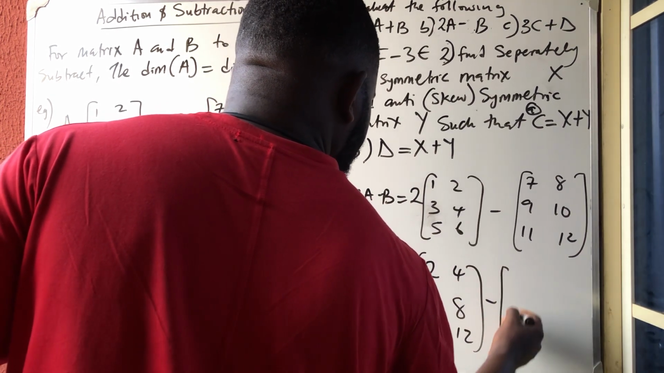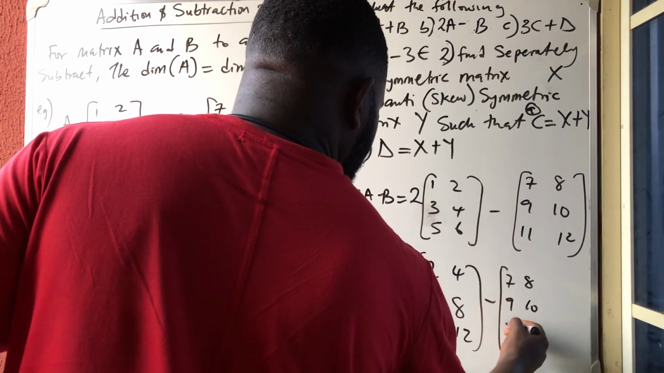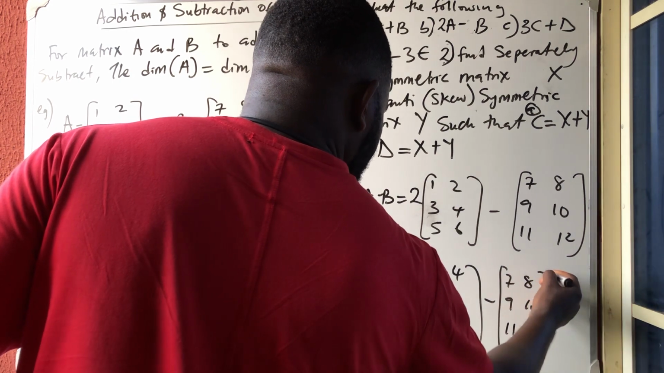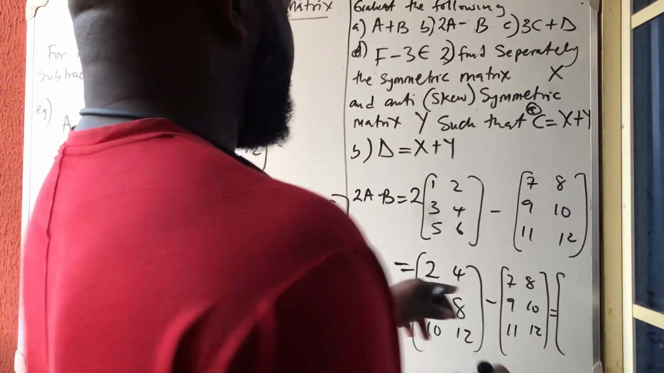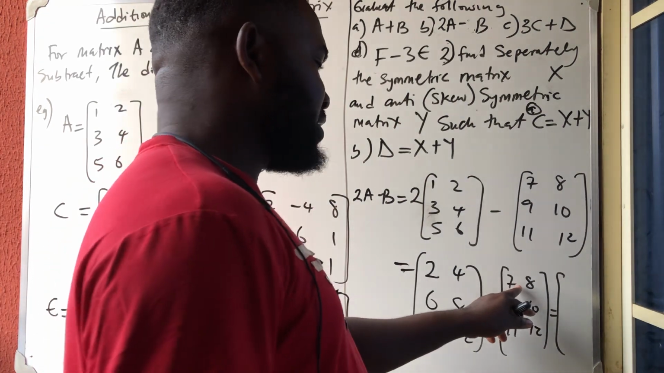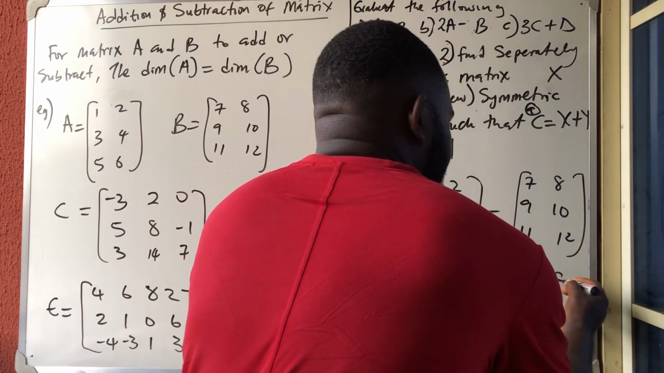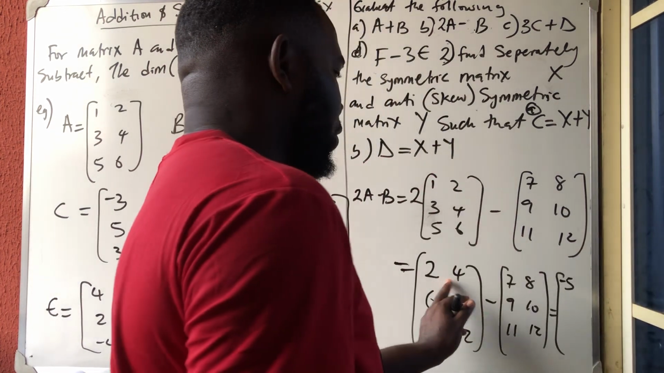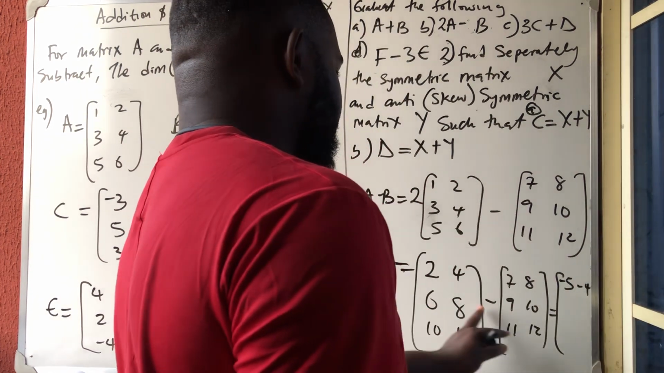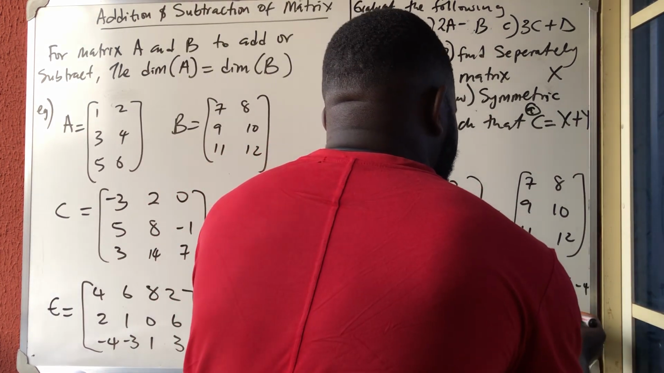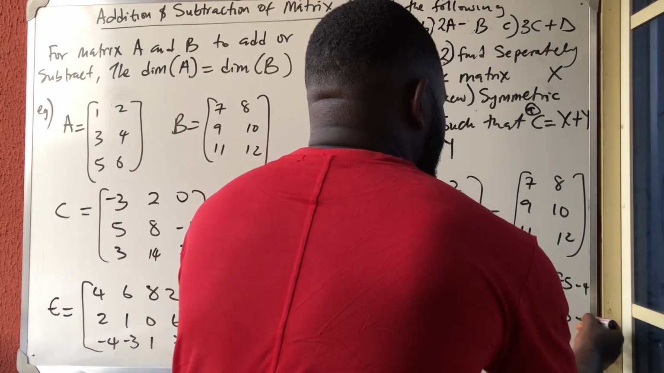Minus 7, 8, 9, 10, 11, 12. So if you do this now, don't say, because this one is the big one, then I say 7 minus 2. No, it's not correct. 2 minus 7, which will give you minus 5. 4 minus 8, which will give you minus 4. 6 minus 9, which will give you minus 3, 8 minus 10, which will give you minus 2.